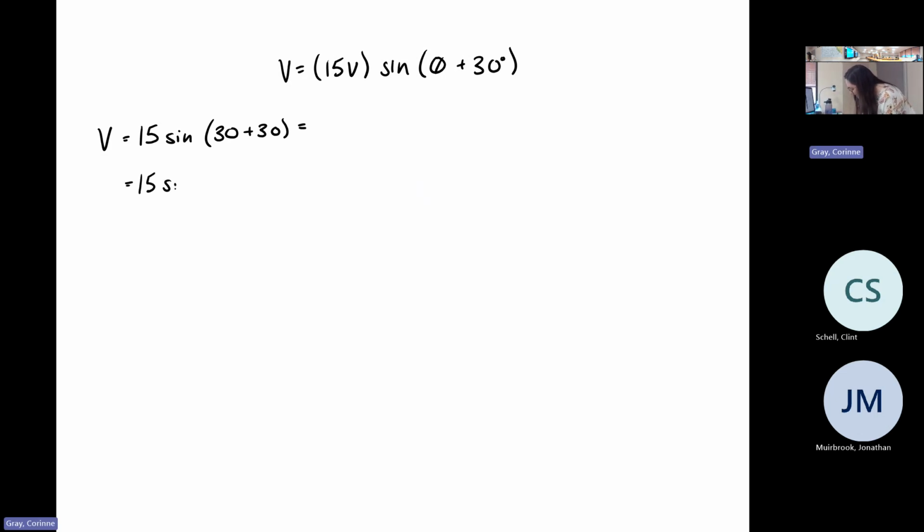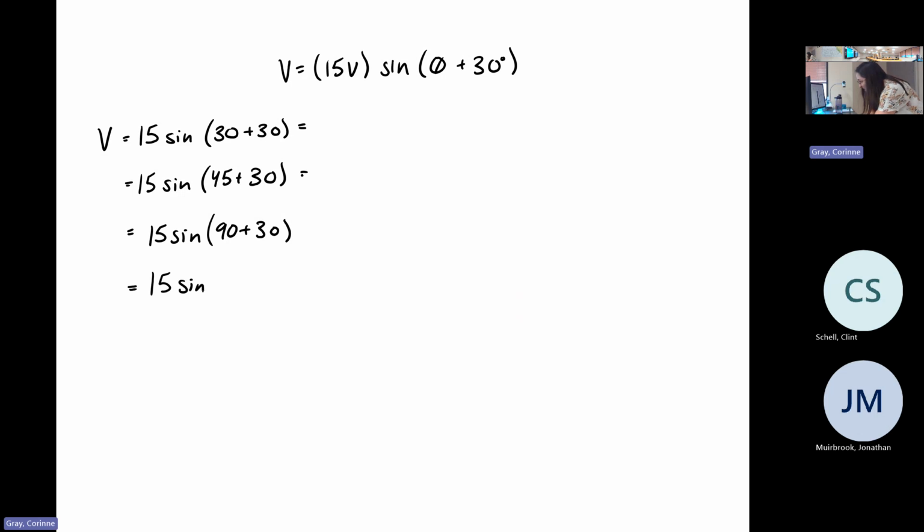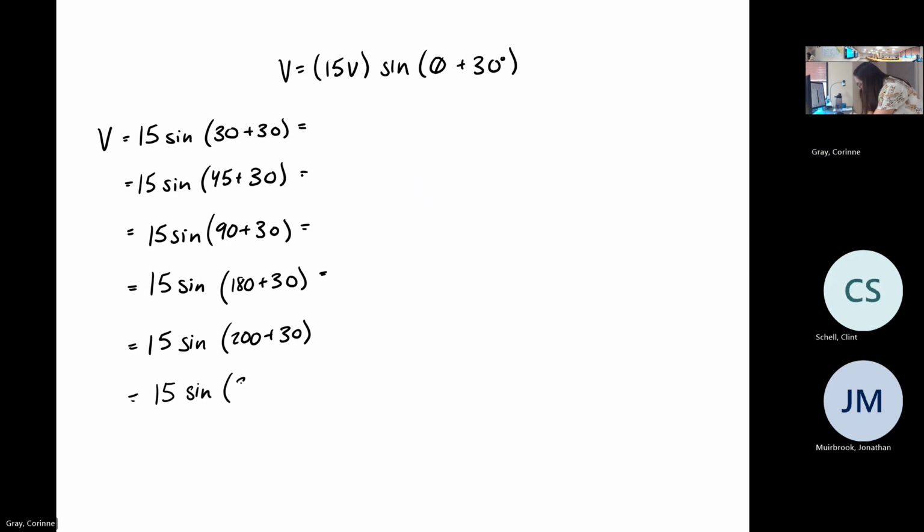We're going to have 15 sine 45 plus 30. We're going to have 15 sine 90 plus 30. We're going to have 15 sine 180 plus 30. We're going to have 15 sine 200 plus 30. And we're going to have 15 sine 300 plus 30.